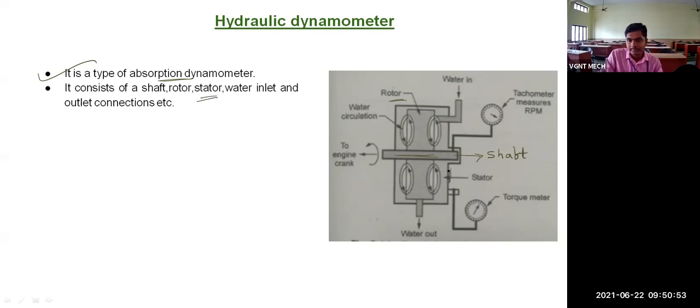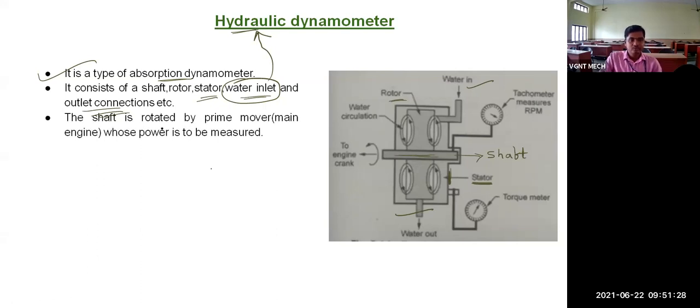Here we are providing a starter also. Water inlet and outlet connection. Through this pipe, water will enter, and from this pipe, water will go out. So these are the different parts of a hydraulic dynamometer. Because the name is hydraulic dynamometer, that's why we have this water connection. Okay. Next point.